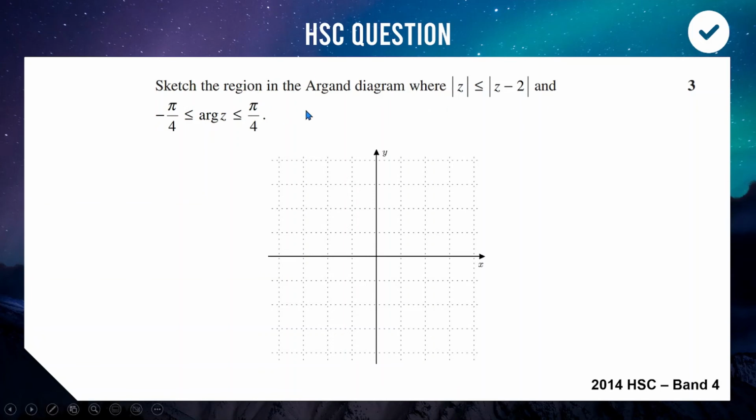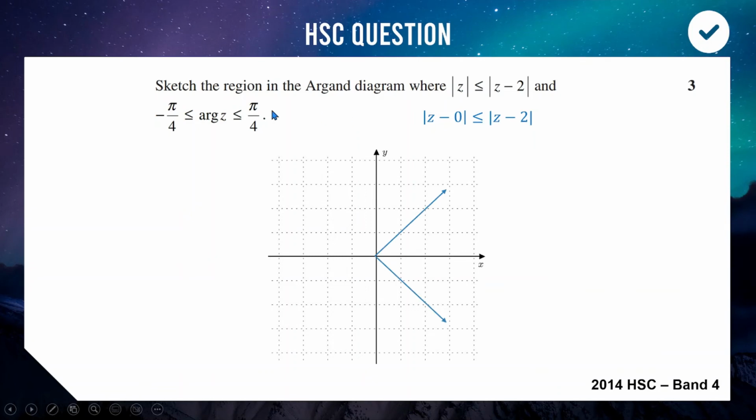So we've got two restrictions. The first one is the modulus of z is less than or equal to the modulus of z minus 2, but also the angle of z is between minus pi on 4 and pi on 4. Okay, so straight away, this becomes a bit easier when you think of the left-hand side as z minus 0. We're saying to ourselves, the distance from 0 is less than or equal to the distance from 2.